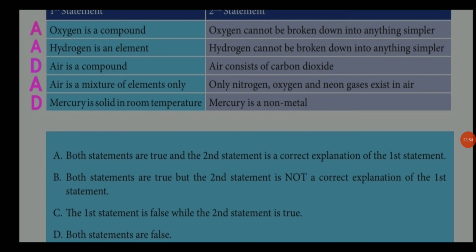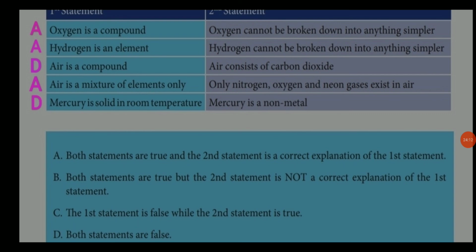D, air is a compound. No, false. Air is a mixture. Air consists of carbon dioxide. No, air consists of oxygen, nitrogen, argon, and many other components. So it's false. Both statements are false. D option is right.